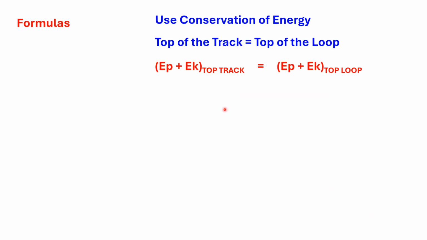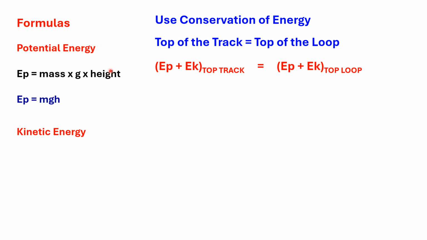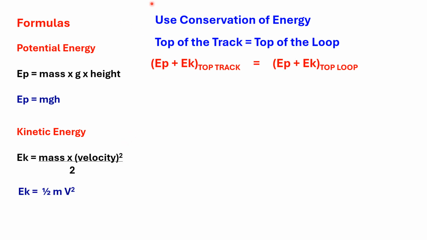Next, we need to know the formulas for potential and kinetic energy. Potential energy is the product of mass, acceleration of gravity, and height. In abbreviation, it is mgh. Kinetic energy is the product of half of mass and velocity squared.